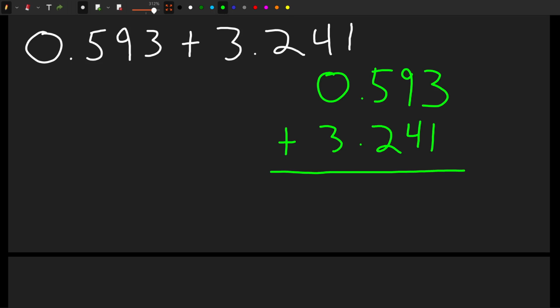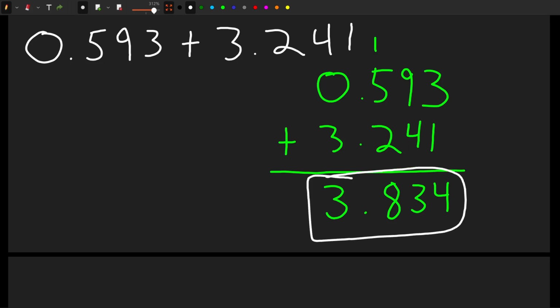And 3 plus 1 is 4. 9 plus 4 is 13. Carry the 1. 5 plus 2 is 7. Add the 1 back. We get 8. 0 plus 3 is 3. And our answer is 3.834. Okay.